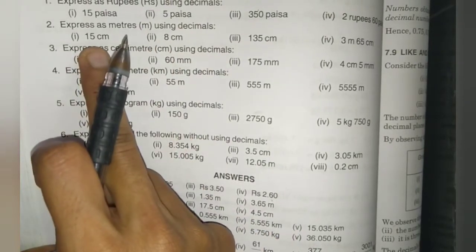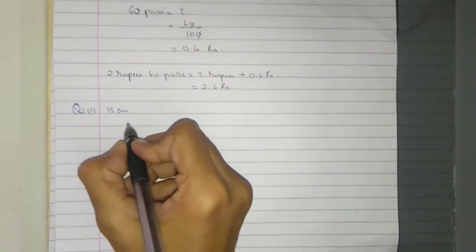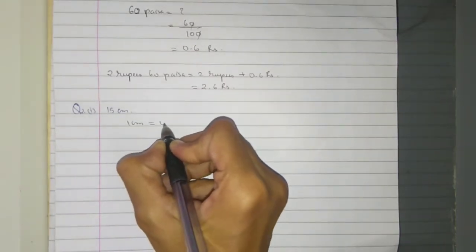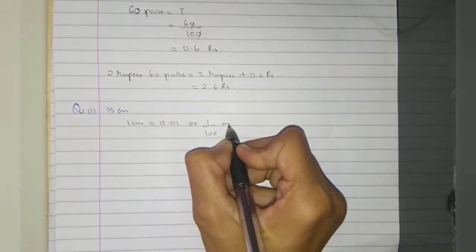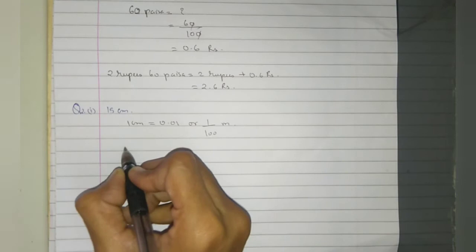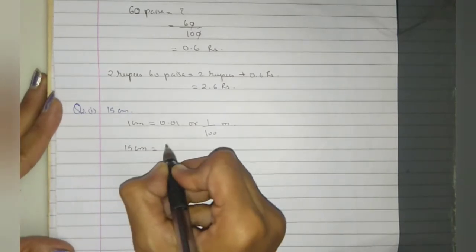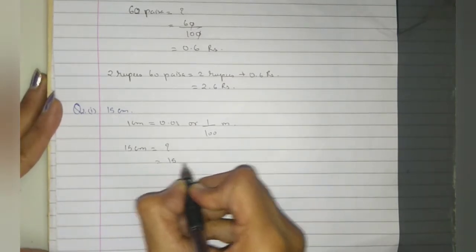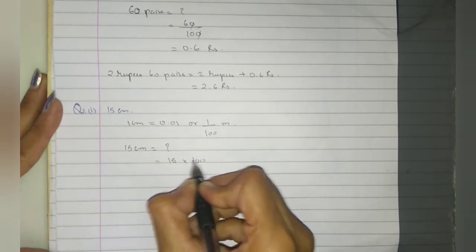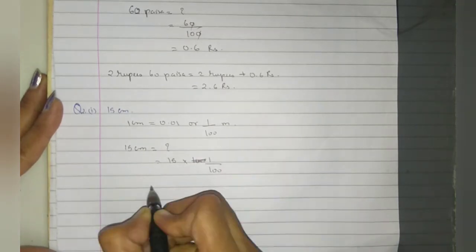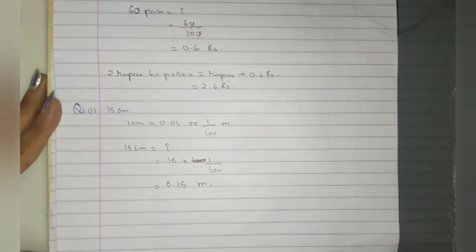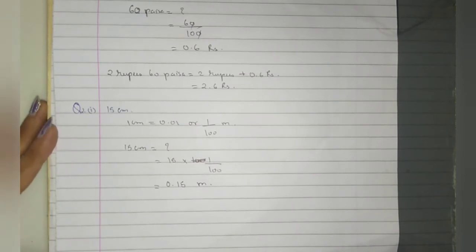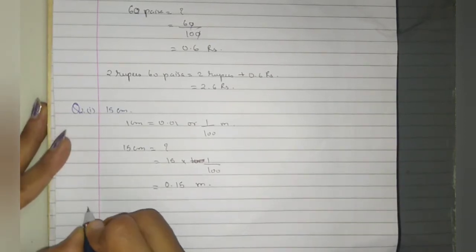Now, express as meter using decimal. This centimeter we have to convert into meter. Here we know that 1 centimeter equals 0.01 or 1 upon 100 meter. So 15 centimeter equals how much? So multiply, 15 into 1 upon 100. Equal to how much? 0.15 meter.